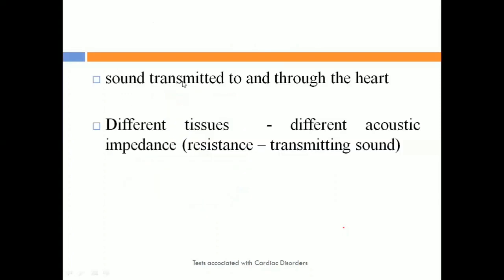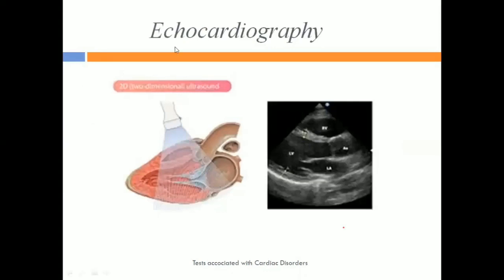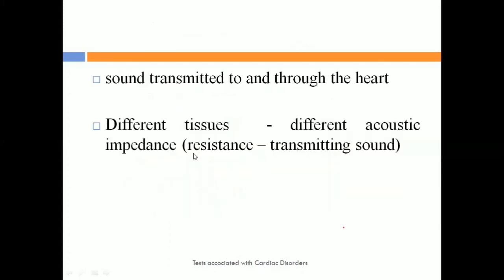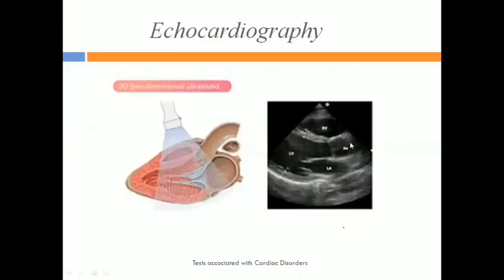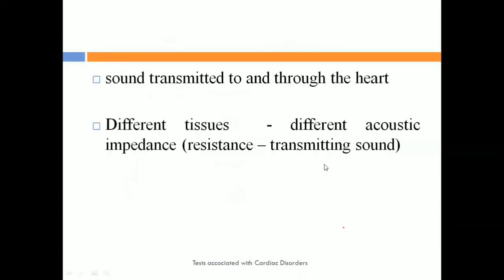Sound waves are transmitted to and through the heart. Based upon the bouncing back of the sounds, we'll have an image of the heart, the valves, and the external structure of the heart. This is how it looks. You can see the auricles, ventricles, and so on.